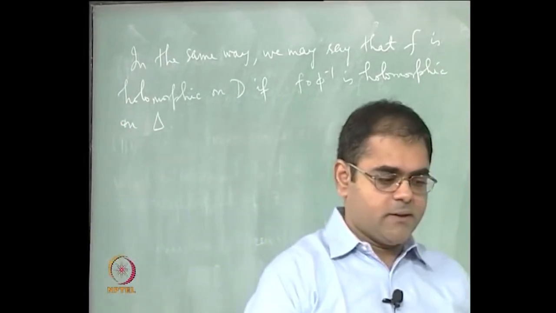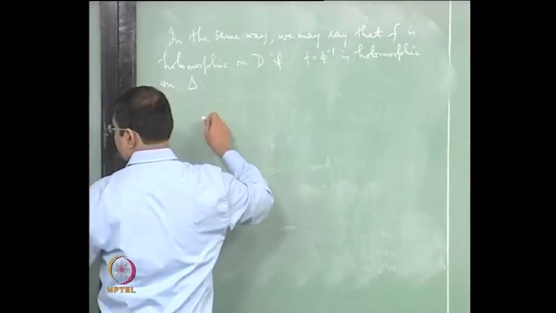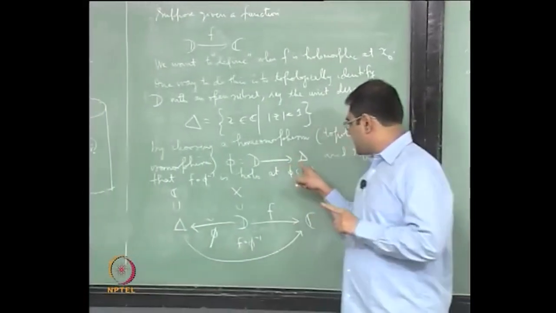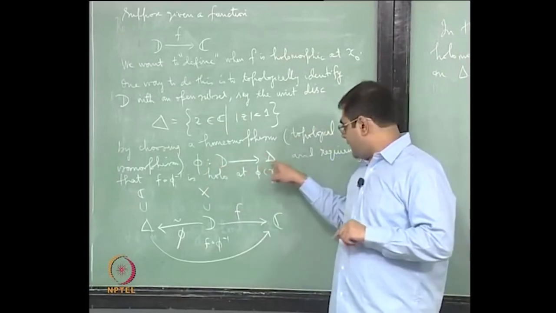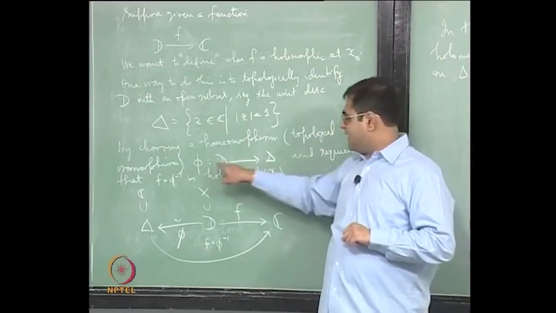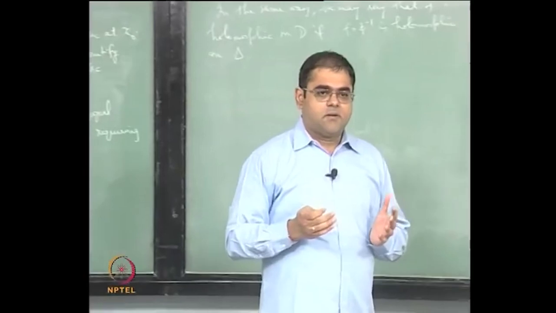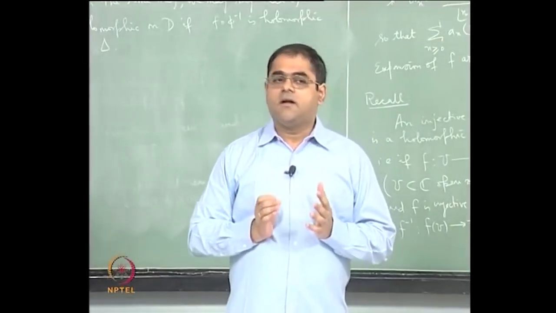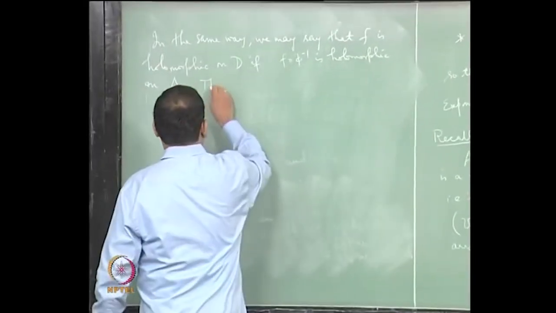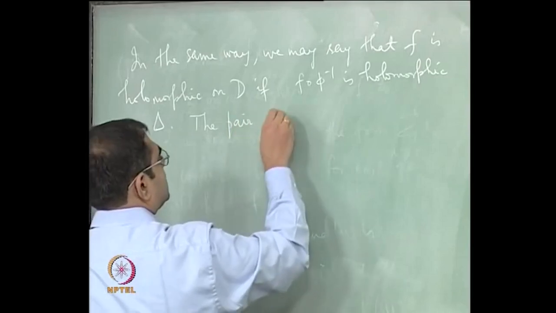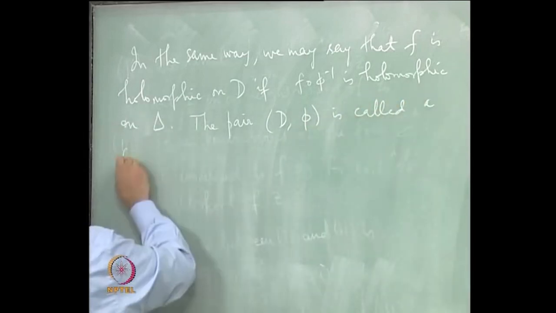So therefore you see what you can understand is that this choice of this identification phi of this disk-like neighborhood with a real disk, okay, this identification and this disk-like neighborhood is a pair of data which is what is called a chart. It is called a complex coordinate chart, okay. So the pair D comma phi is called a complex coordinate chart.